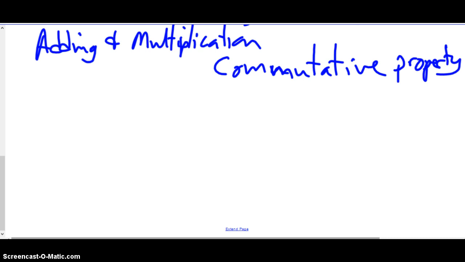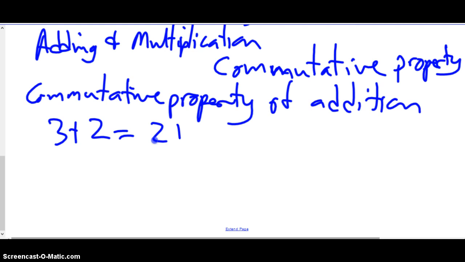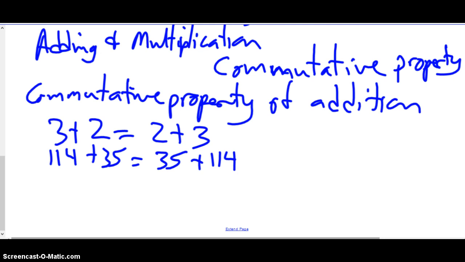Okay. Now, we have the commutative property of addition, which is 3 plus 2 equals 2 plus 3, or 114 plus 35 equals 35 plus 114. We can use variables to show this property for any pair of numbers we can add. So, A plus B equals B plus A. Looks kind of like algebra, doesn't it? If you're not sure, trust me, it is.